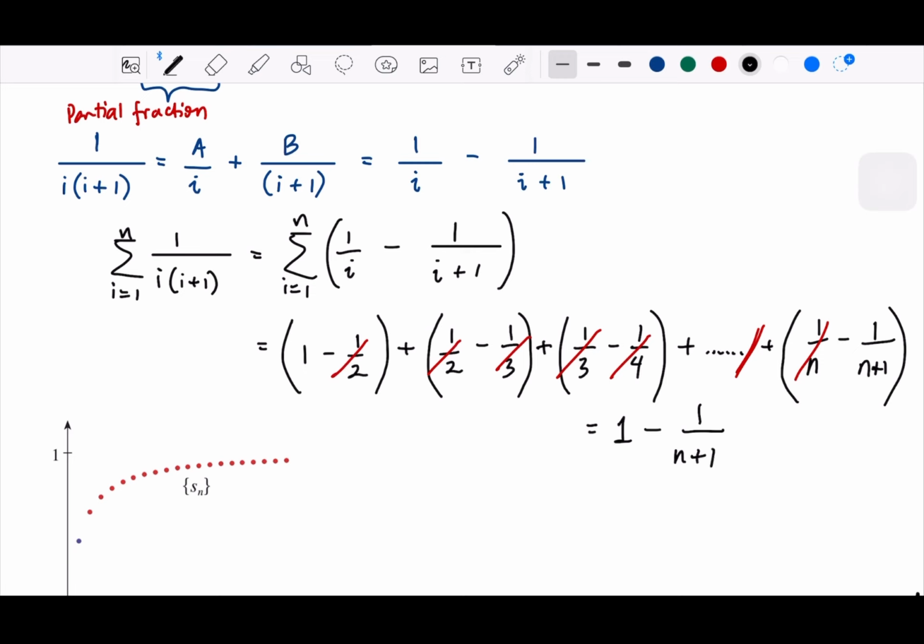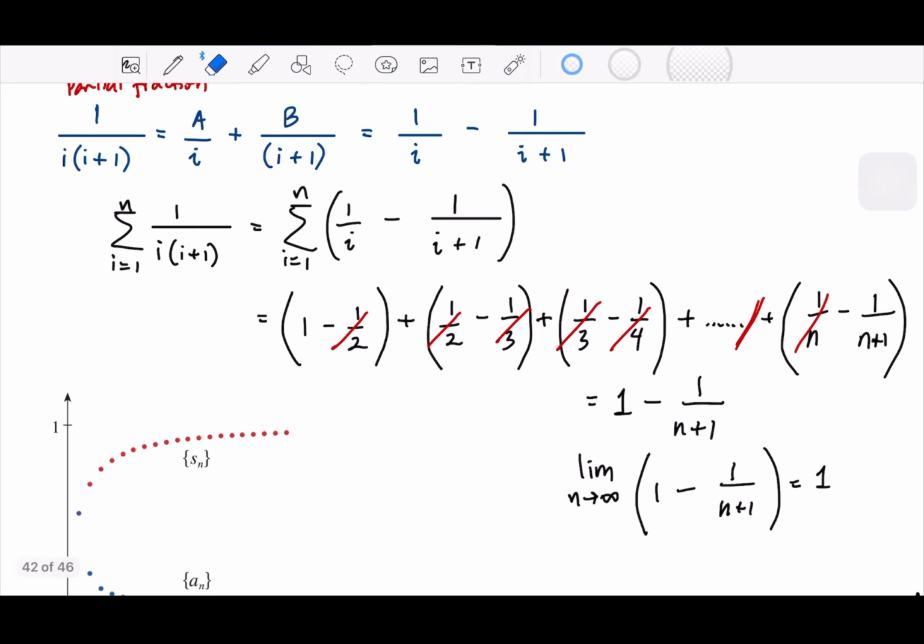In which we could take the limit as n approaching infinity of 1 minus 1 over n plus 1. This will be equal to 1. Let's say 1 minus 0, or just 1. So this will be giving you the conclusion that this series is converged.